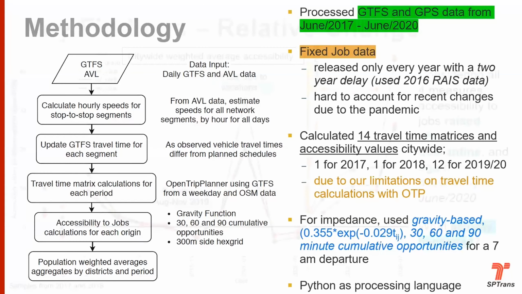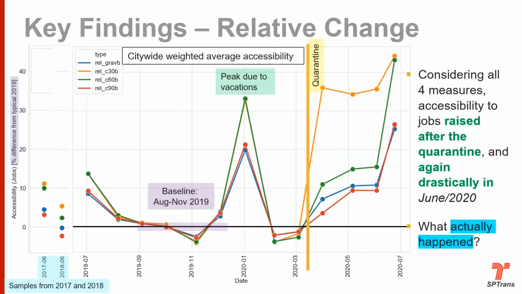The first resulting slide shows the relative change in citywide average accessibility to jobs. At first, we calculated the baseline for this, which considers the average of accessibility from August to November 2019. We can see that for the first 3 periods there's a small reduction, then the baseline itself, then a large peak in January 2020 due to vacations, and then a large rise after the quarantine.